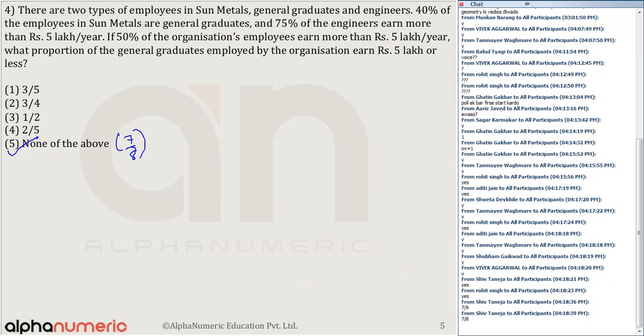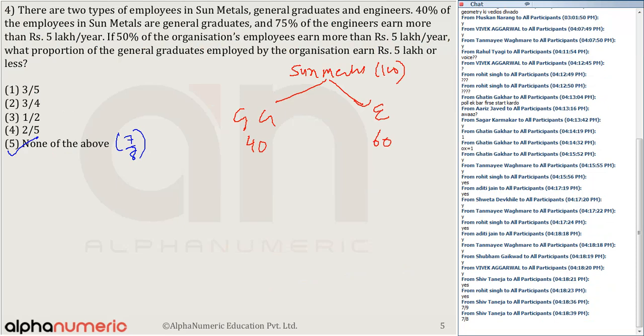देख लेते हैं इसे. There are two types of employees in Sun Metals, ठीक है, general graduates and engineers. 40% of the employees in Sun Metals are general graduates. So if I say the total number of employees is 100, general graduates are 40, and engineers, तो यहाँ पे ये होगा 60.